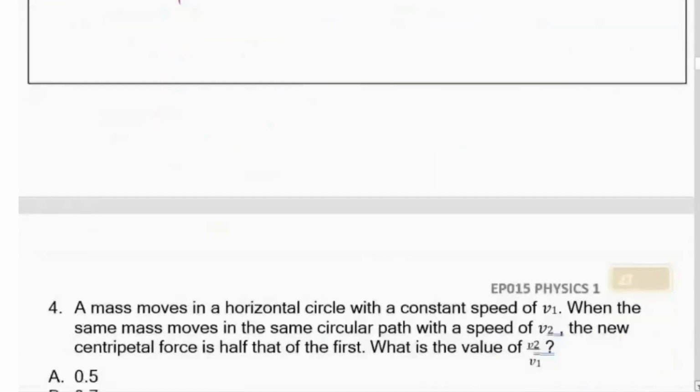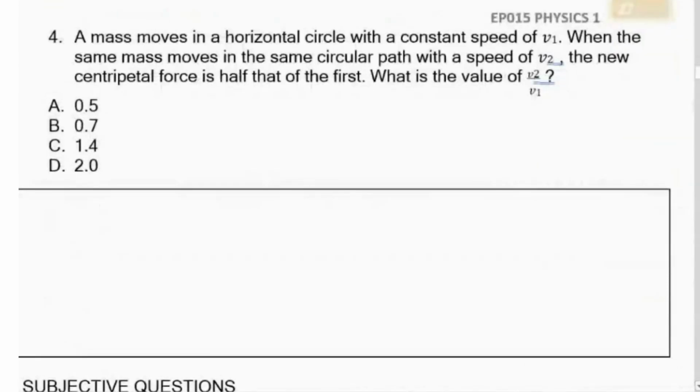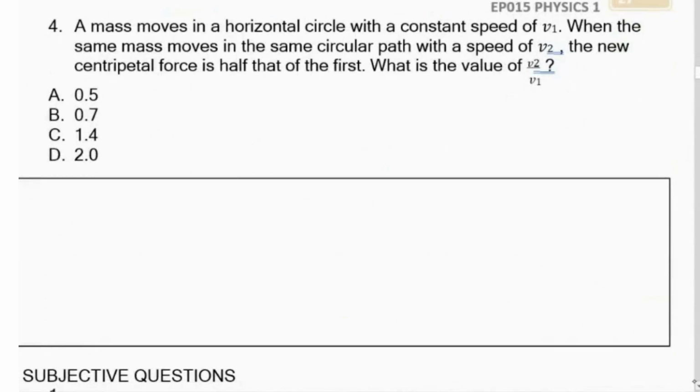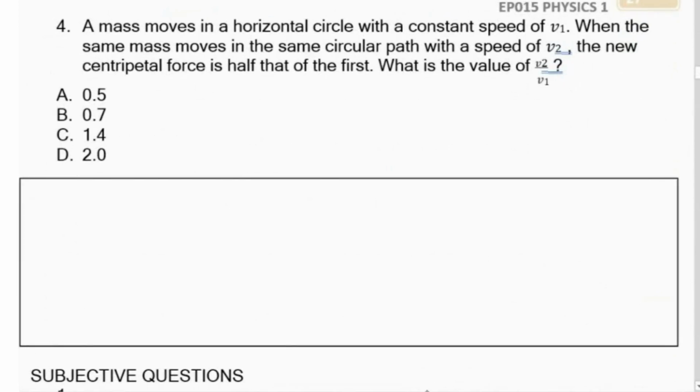So next, question number 4. A mass moves in a horizontal circle with a constant speed of v1. We might be able to draw a picture. So this is a mass m, for example. It moves in a circle. It has speed v, labeled as v1.